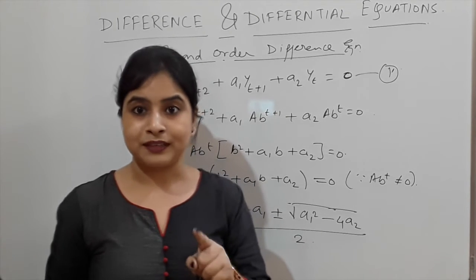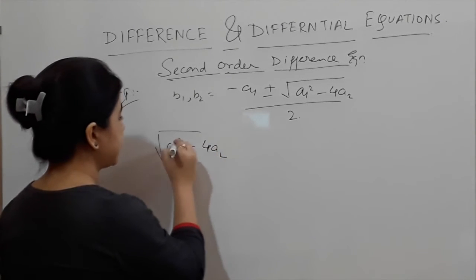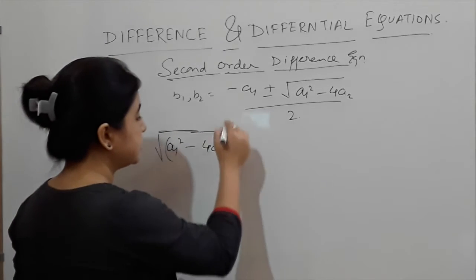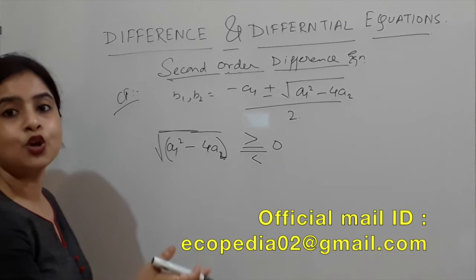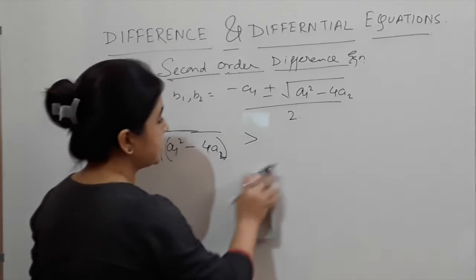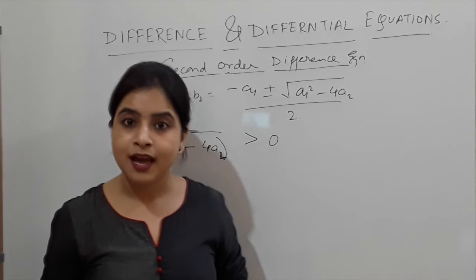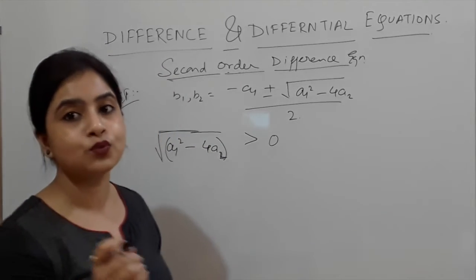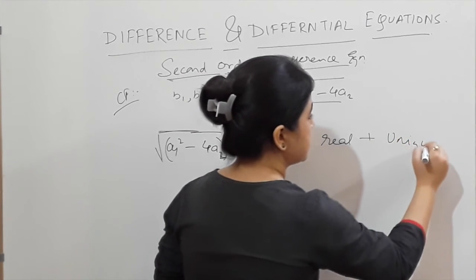So keep following. The discriminant value is this thing, a1 square minus 4a2, right? This is the value of the discriminant. Now this whole thing can be either greater than, equal to or less than 0. That is why I have mentioned that there will be 3 complementary functions. Starting with, let's say, the greater than 0 situation. Here we are going to have the roots. The 2 roots will be real and unequal. That means unique roots we will be getting here. So real as well as unique.